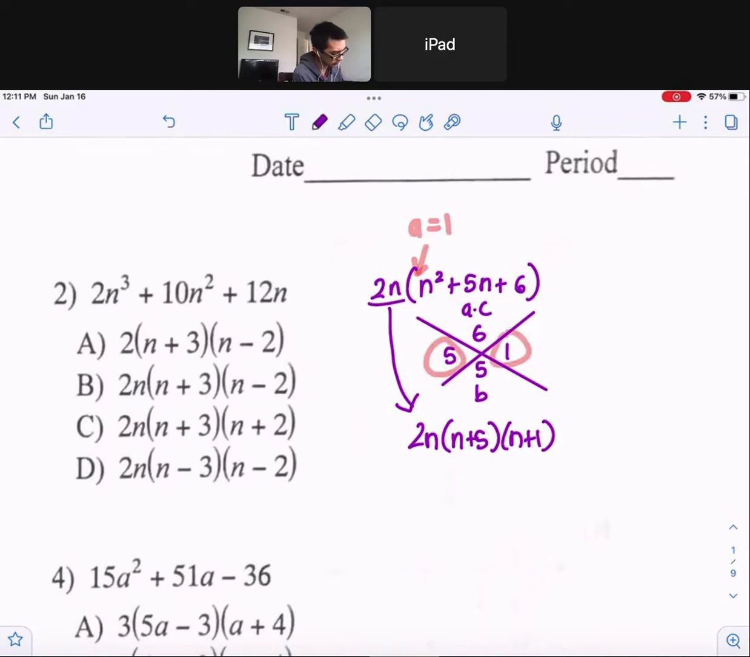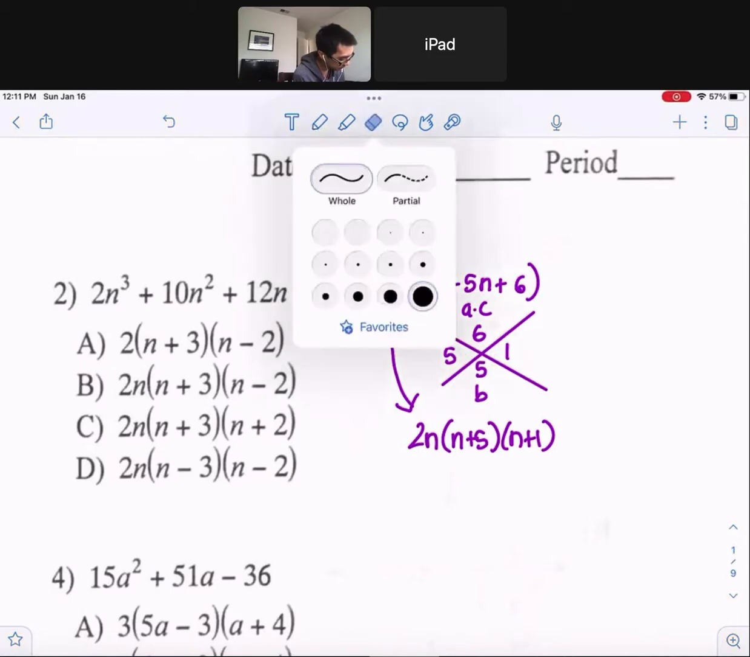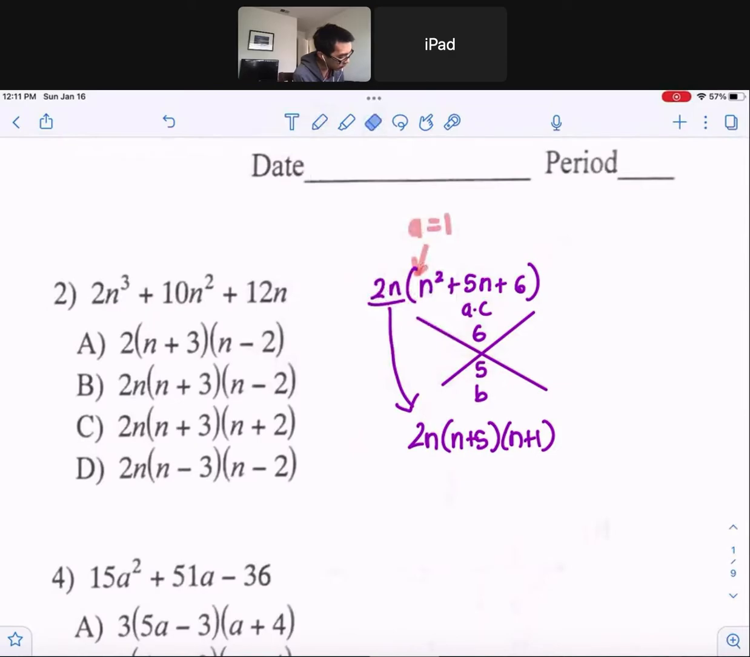So this one's going to be, ooh, that is my mistake. 5 plus 1 is not 5. So it should be 3 times 2, because 3 times 2 is 6, and 3 plus 2 is 5. These would be our new side numbers now, which is n plus 3 and n plus 2. So that is going to be C. That one will be C.